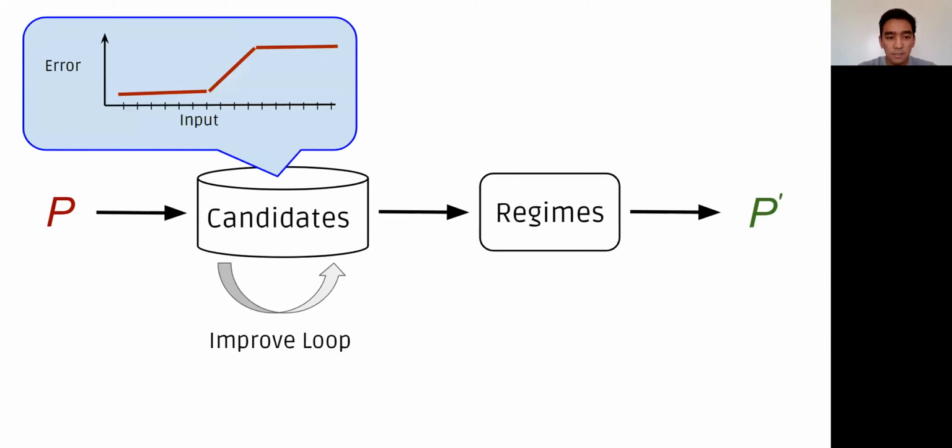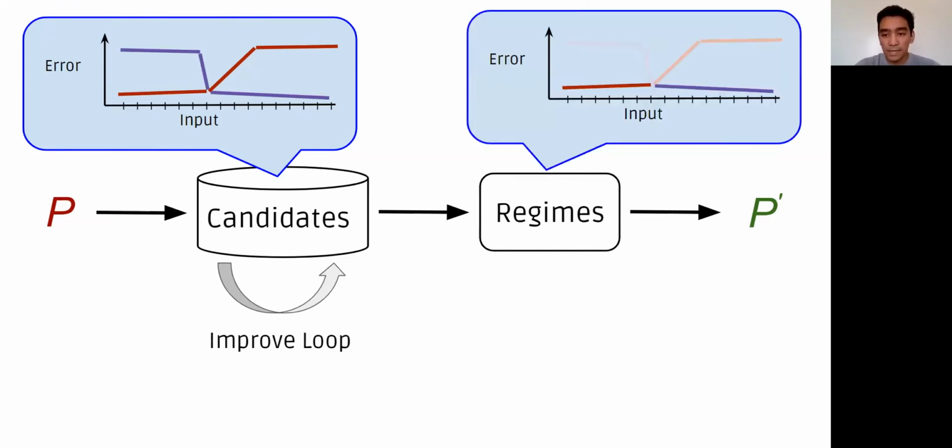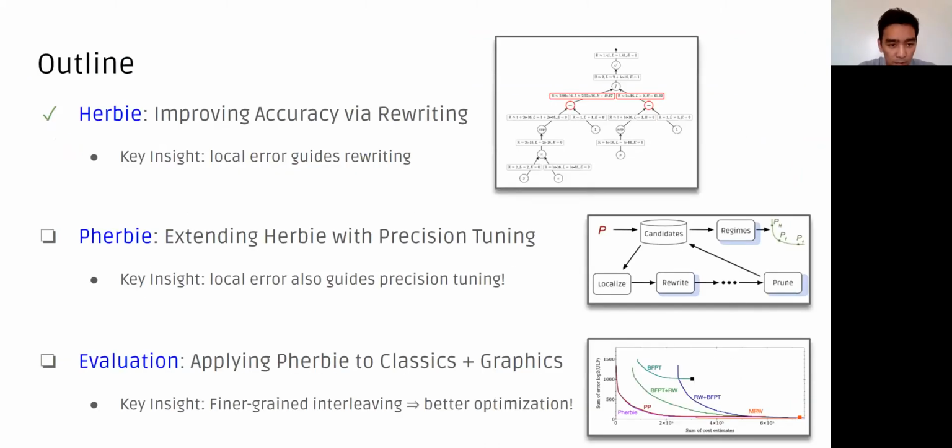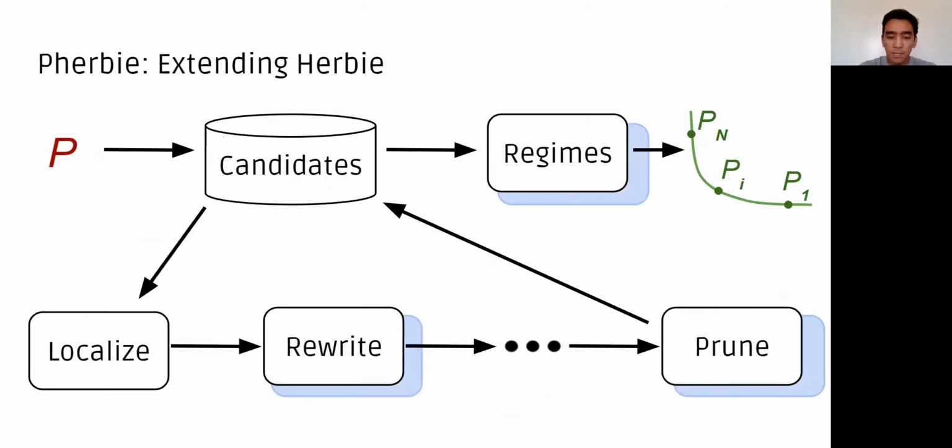And what this does is, imagine you have a candidate with this error profile in red and another candidate with this error profile in purple. Regimes will combine these candidates with a branch condition to produce a new expression that is better than any of the candidates on their own. So that's kind of Herbie at a high level. And we can think of Furby as really just an extension of Herbie, that adds precision tuning and outputs multiple expressions. So we made changes to these phases here in blue.